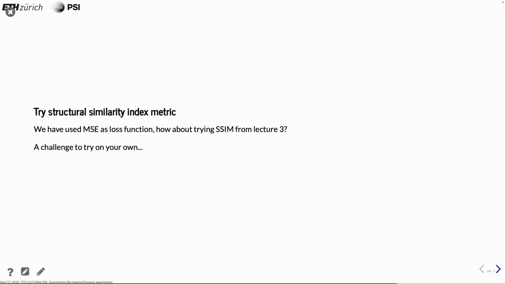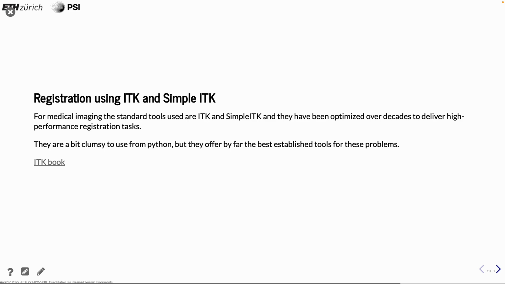Another thing that you could try is a different metric. Now we tried the mean squared error, but you could also try to work with the SSIM, structure similarity index metric from lecture 3. And that I actually leave to you as a challenge to try on your own if you want to play with it. And now I showed, as I said, with TensorFlow how to do the registration, but in practice there are registration toolkits.